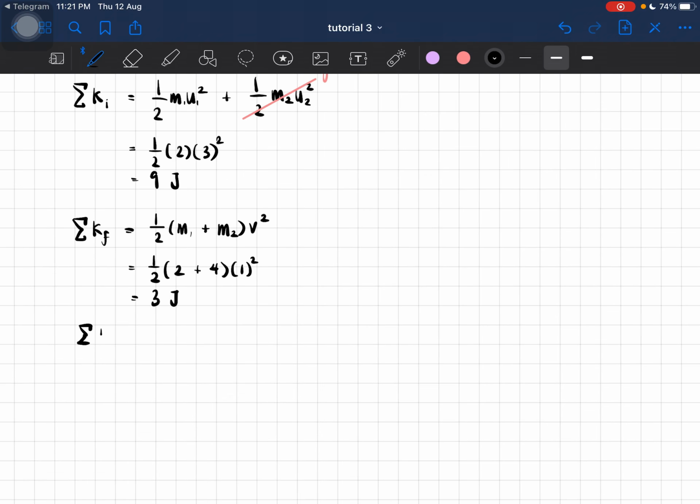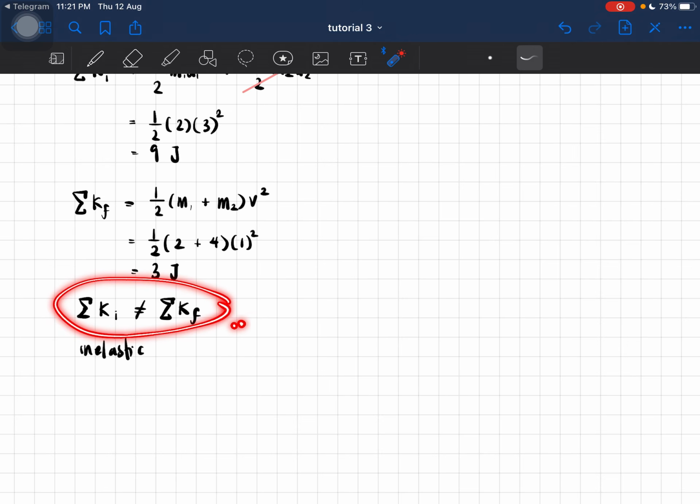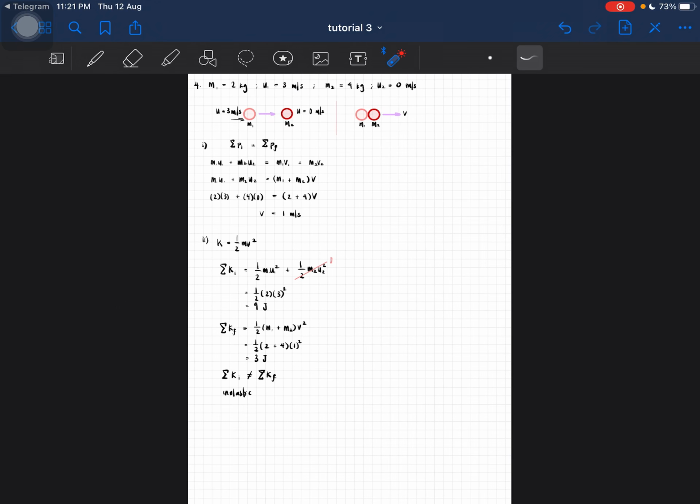So when the initial kinetic energy is not the same as the final, it's not conserved. If the kinetic energy is not conserved, what does it mean? It means that the collision is inelastic. Why? Because the total kinetic energy is not conserved. That is the reason why we call it an inelastic collision. Right, so this is your question 4.